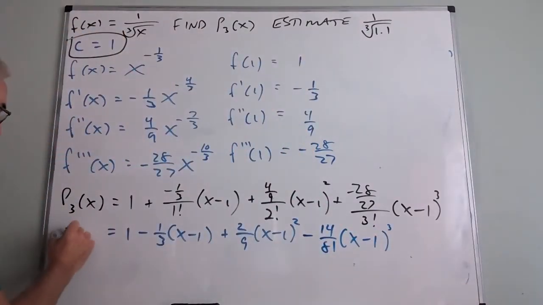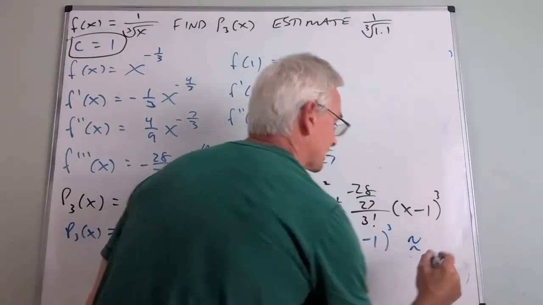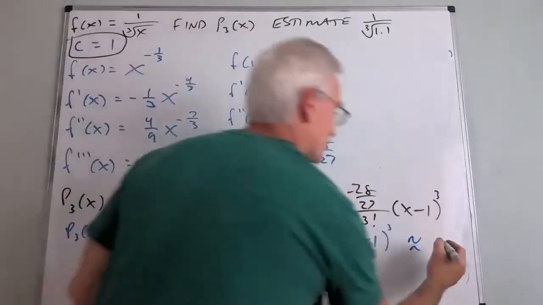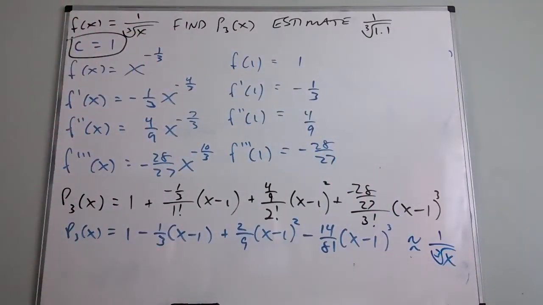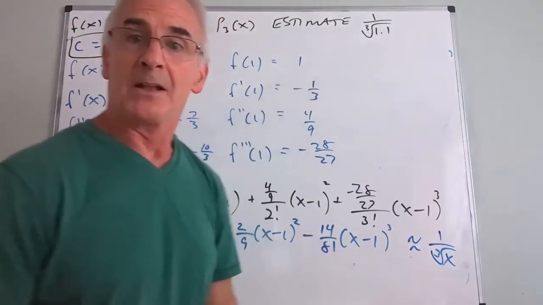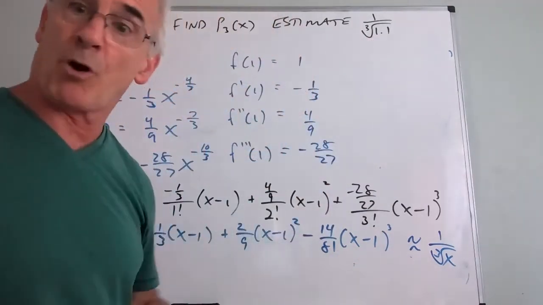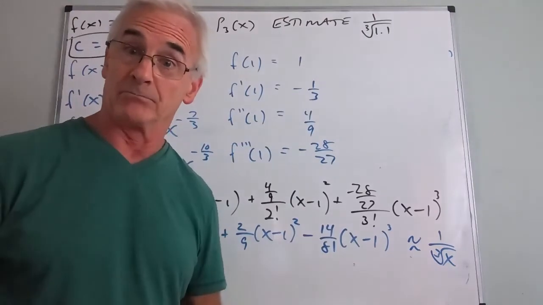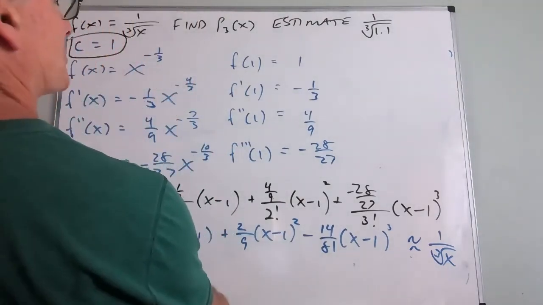This is my P3 of x. This is the thing I'm going to tell you is asymptotic to this function. It's not equal, but for all practical purposes, if I use a value close to 1, would you say that's close to 1? Yeah. 1.1, then this value and this value evaluated at 1.1 ought to be really, really close together. Okay, that's my whole point of this problem.